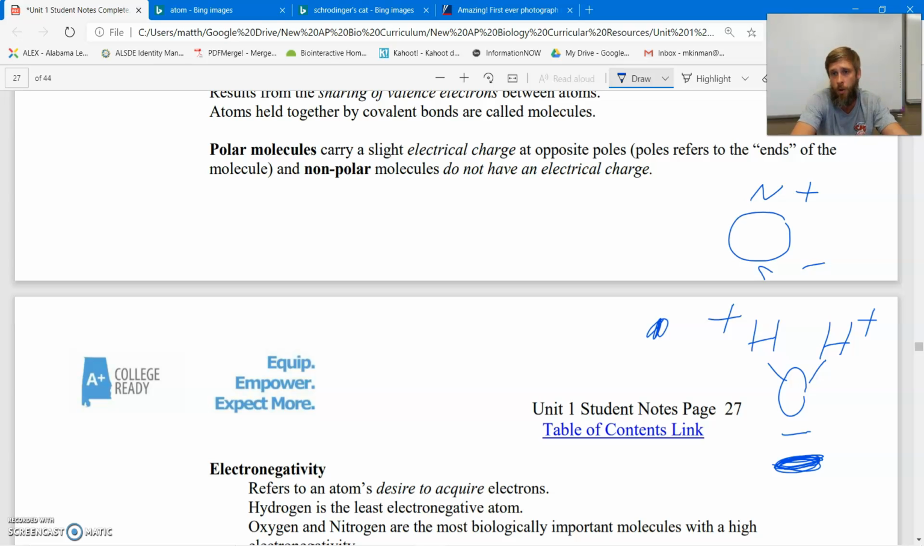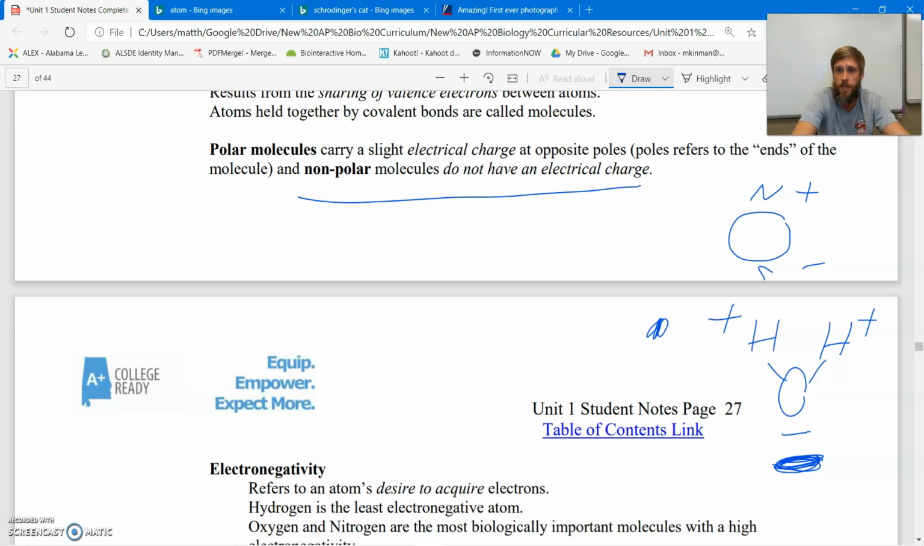So that is a polar molecule, and that's very important to understand whenever we start talking about the chemical properties of water. That's a very big deal in biology. Water is huge. Most living things cannot exist without water, and that's not the case for every living thing, but most.